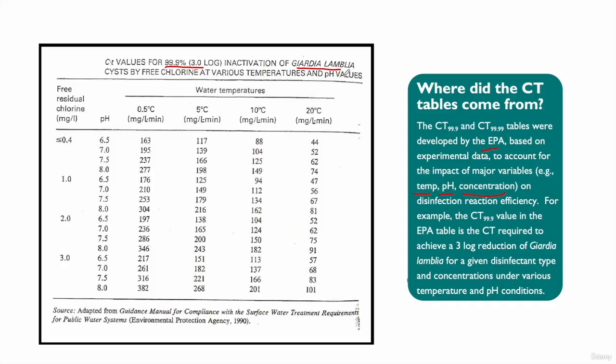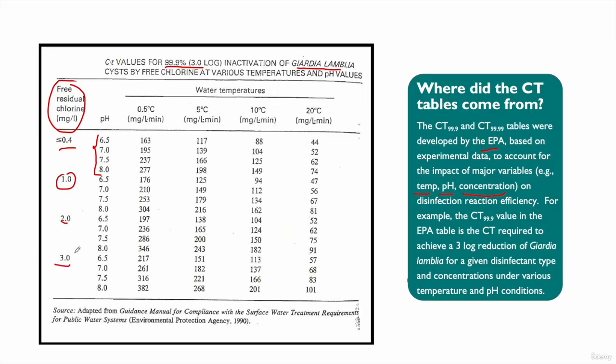Back to this table, what we are seeing here, these values are all CT values, concentration times time values. Based on what parameters? First, we have the free residual chlorine column in milligrams per liter. We have less than or equal to 0.4. We have 1, we have 2, and 3.